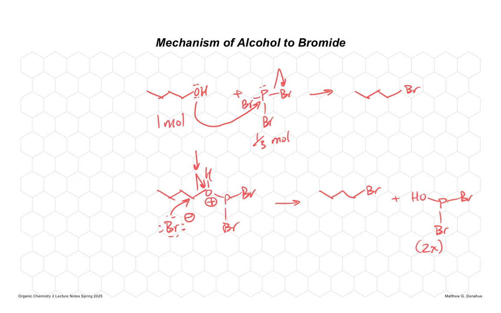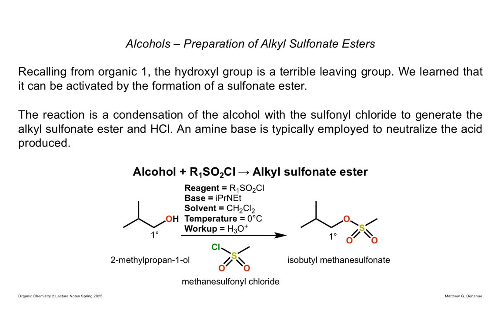So that's how you make bromides. One last reaction here, in terms of activating the OH group into making it something that's a better leaving group. These are called sulfonate esters. So the problem, again, OH is a bad leaving group.